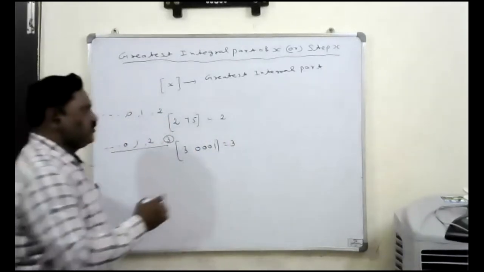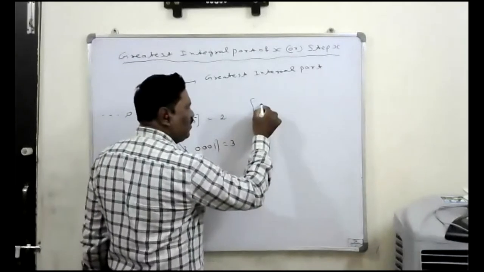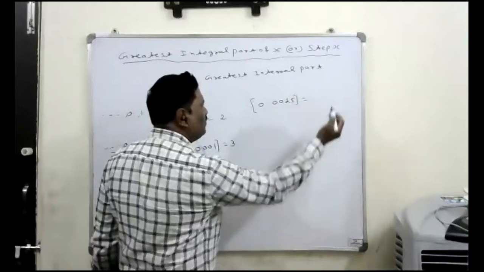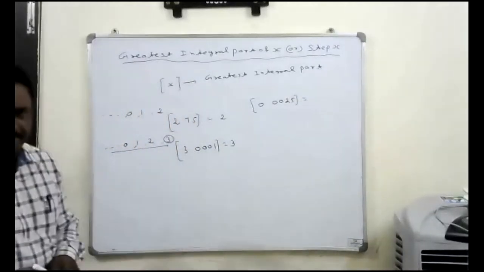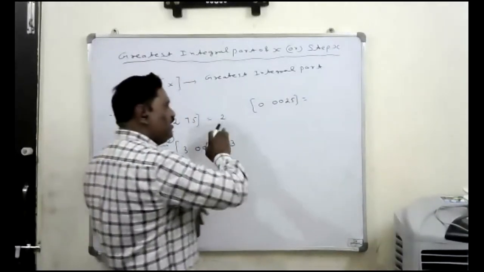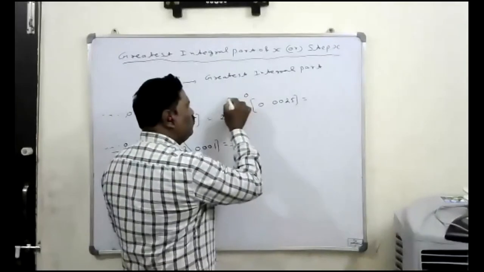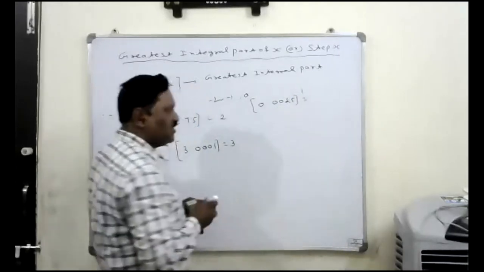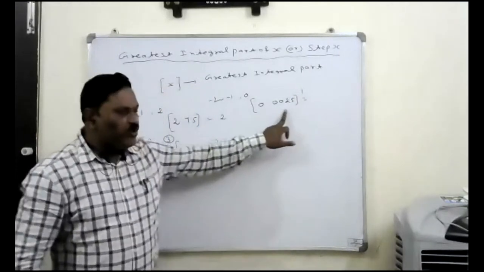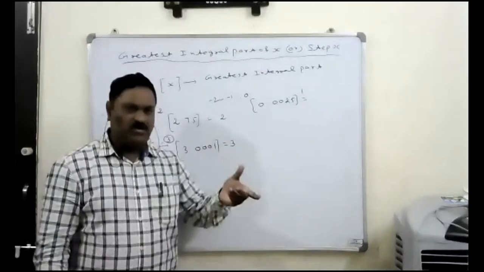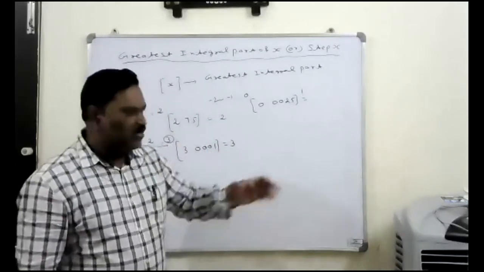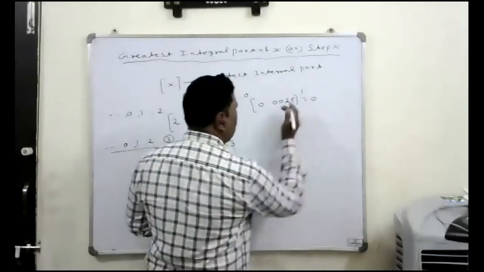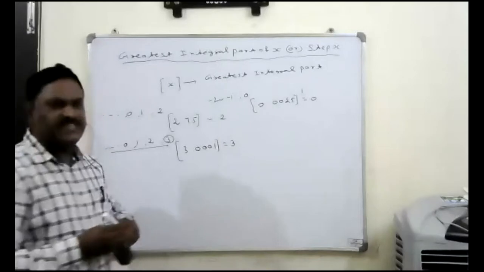Okay. Suppose greatest integral part of 0.0025. What value will this give? The previous integers can be 0, -1, -2, etc. After that we get 1, because this value is going to lie between 0 and 1. If it lies between 0 and 1, for all those values it is going to give 0. Okay. Before that the integer is 0.